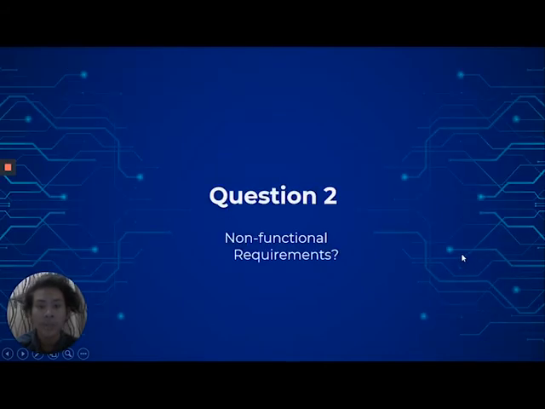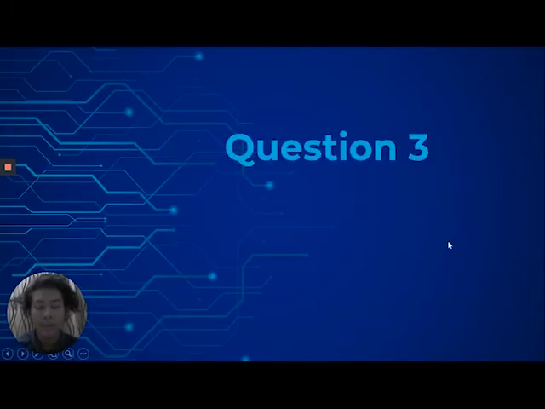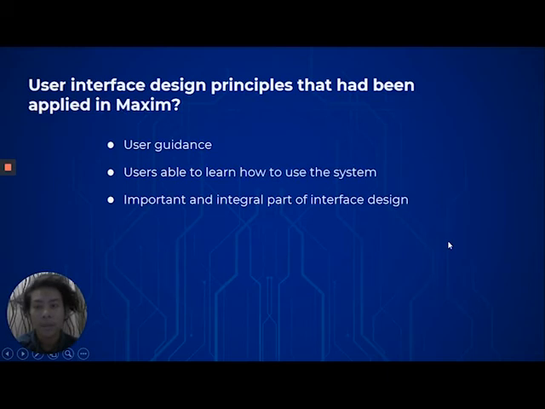Question 2. Non-functional requirement. Usability. The website provided a straightforward approach. So each user can use Maxim to look for a ride. Question 3. User interface design principle that had been applied in MAXIM. So the interface design is user guidance.